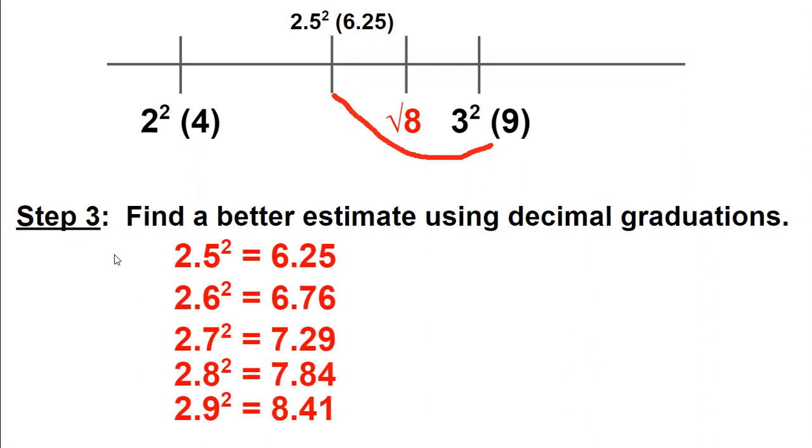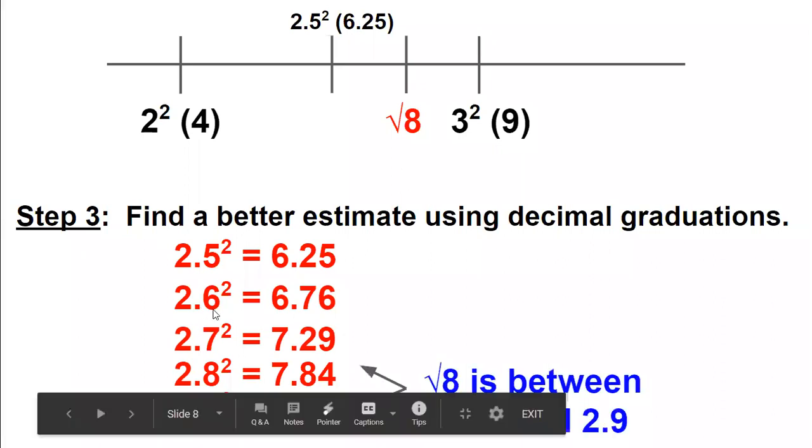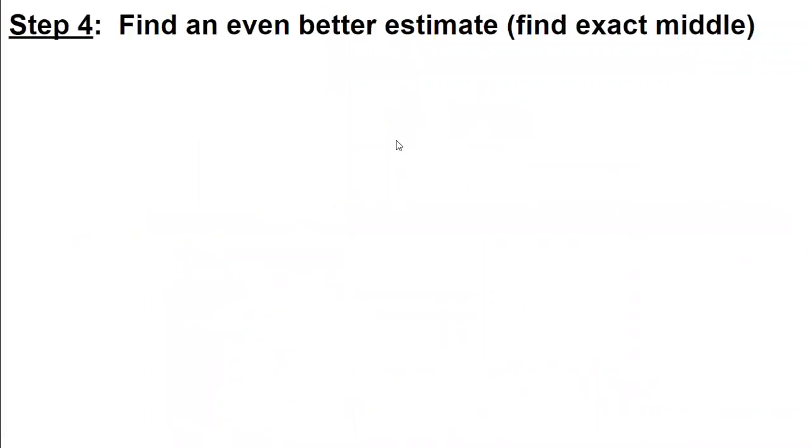Now we're going to decide where 8 is going to fall between those numbers. So I know that the answer of 8 is going to fall between those two categories. So I know my answer for the square root of 8 that I'm going to approximate is going to be between 2.8 and 2.9. So let's see that come up here. So the square root of 8 is between, and there's that black bar, 2.8 and 2.9. Step 4 is to find an even better estimate. Find an exact middle.